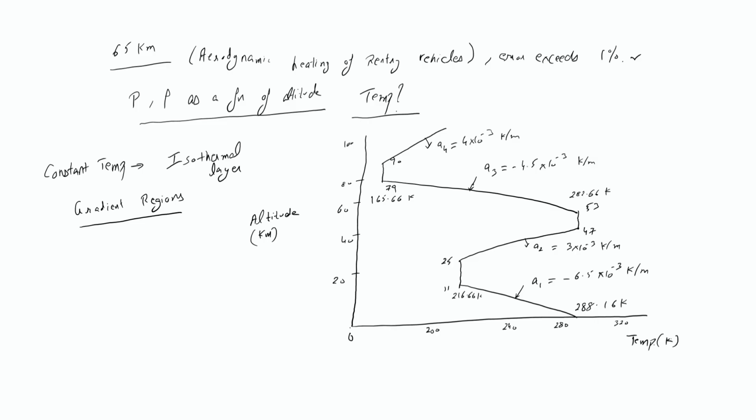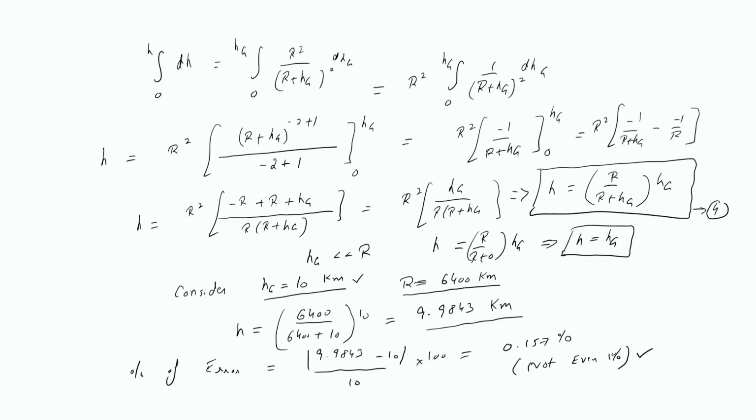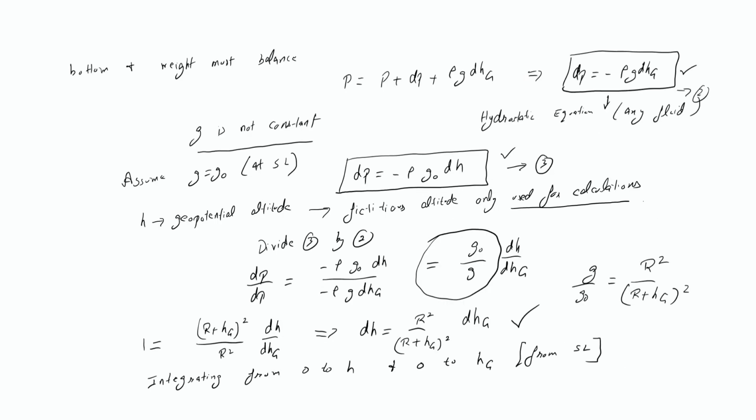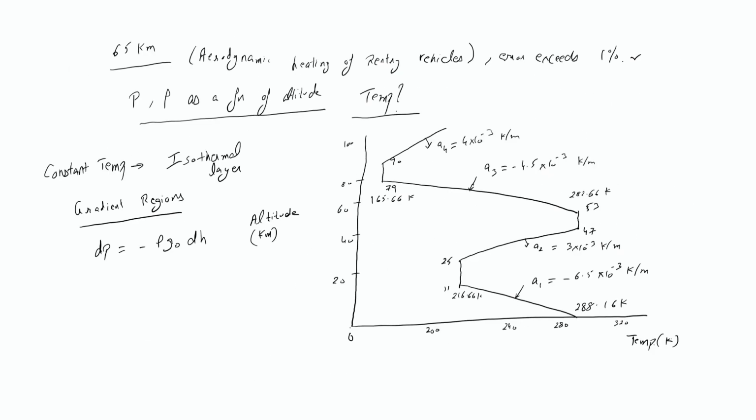Now remember, we had this equation dP equals minus rho g naught dH, equation number 3, where we introduced the fictitious altitude. Now what we'll do is we'll divide equation 3 by the equation of state.